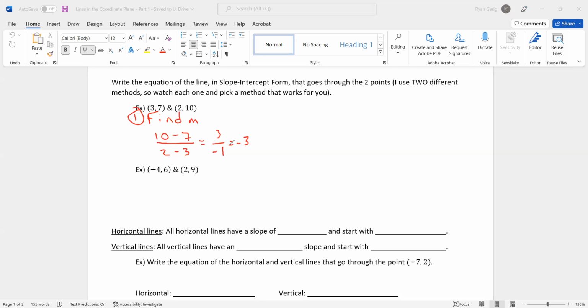Now, I'm going to go over here and add an answer line. What I've just found is my slope. So I'm going to go ahead and put that in, negative 3x plus, and I'm looking now for the b value. How do you find b?